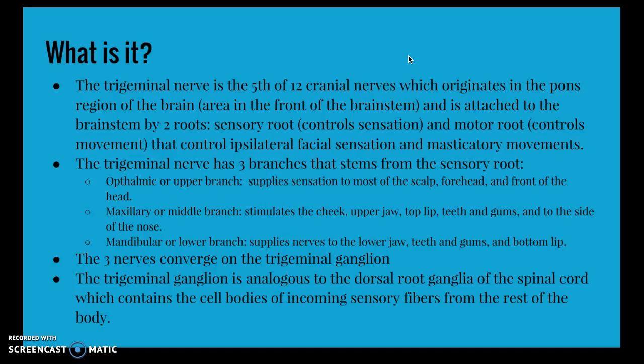The trigeminal nerve has 3 branches that stem from the sensory root. One is the ophthalmic or upper branch, and it supplies sensation to most of the scalp, the forehead, and the front of the head. The maxillary or middle branch stimulates the cheek, upper jaw, top lip, teeth and gums, and one side of the nose. And then the mandibular or lower branch supplies nerves to the lower jaw, teeth and gums, and the bottom lip.